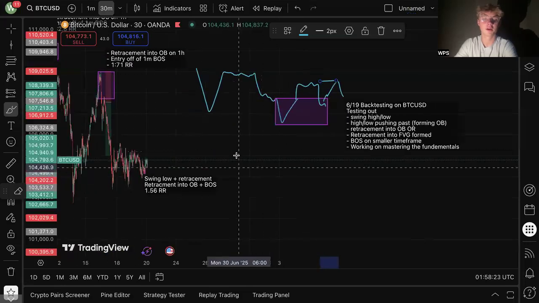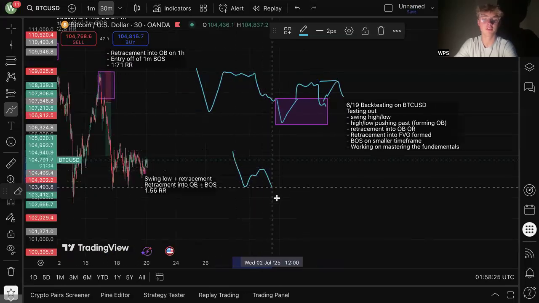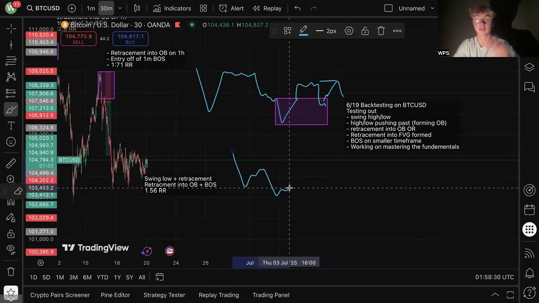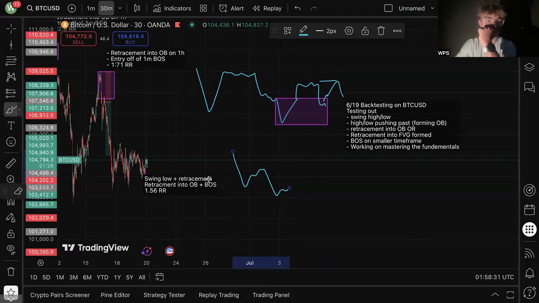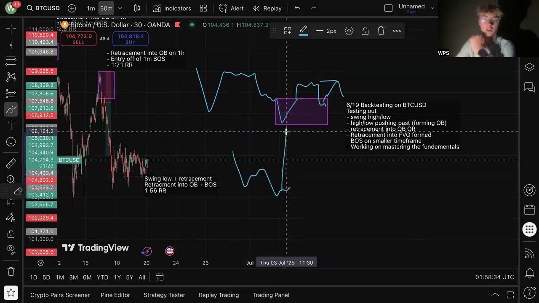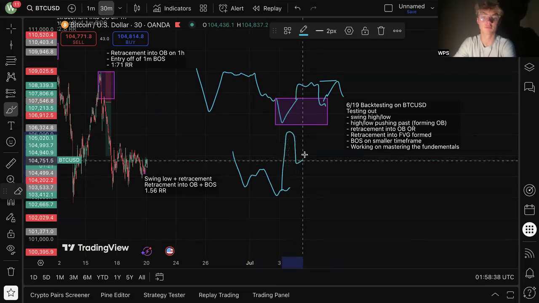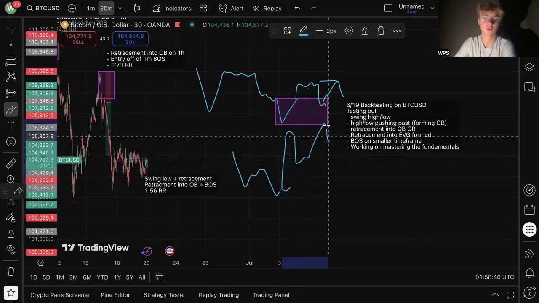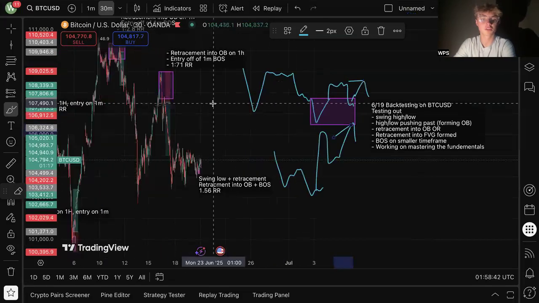The other possibility is the same thing happens, but the price does not retrace back into this order block, and price just goes up to the moon, in which case it forms a fair value gap. And then I wait for price to retrace and then break structure and then long it. So that's pretty much my strategy.